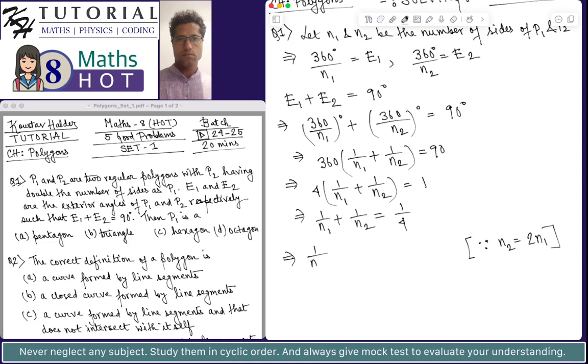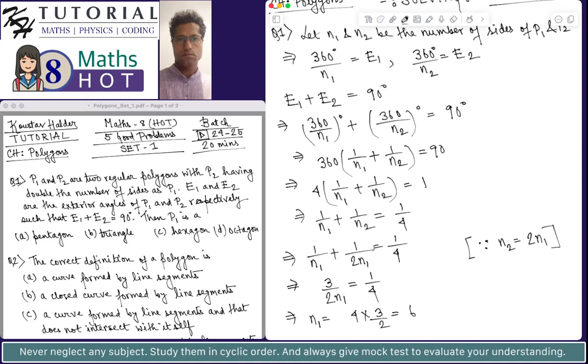So now we get 1 by n1 plus, instead of n2 we will write 2n1, 2n1 is equal to 1 by 4. Simplifying the left hand side, we get 3 by 2 n1 is equal to 1 by 4. This implies n1 is equal to 4 multiplied by 3 by 2, this is 6. So n1 is 6. It is asking about P1.